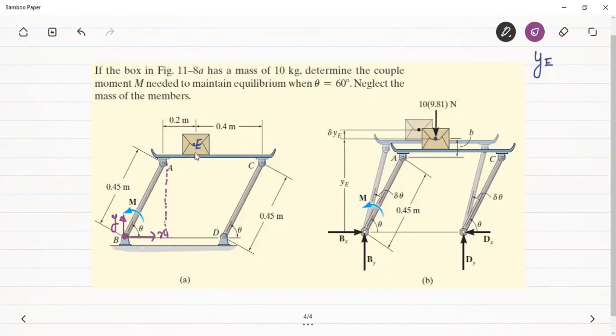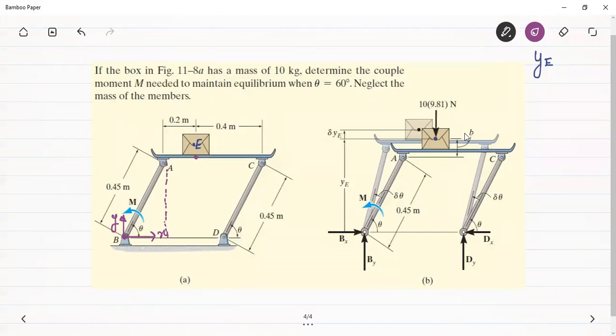But the center of gravity is at some distance from this height. You can see that this is the height. This right angle triangle will give us the height of this point A. But the point E is at what distance? At some distance from the point A, and that has been denoted by B. There is no need to find the B because after differentiating, this will get 0.